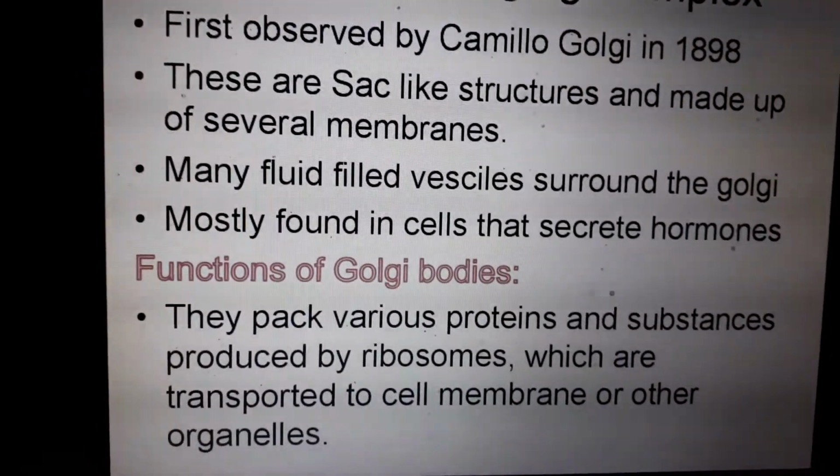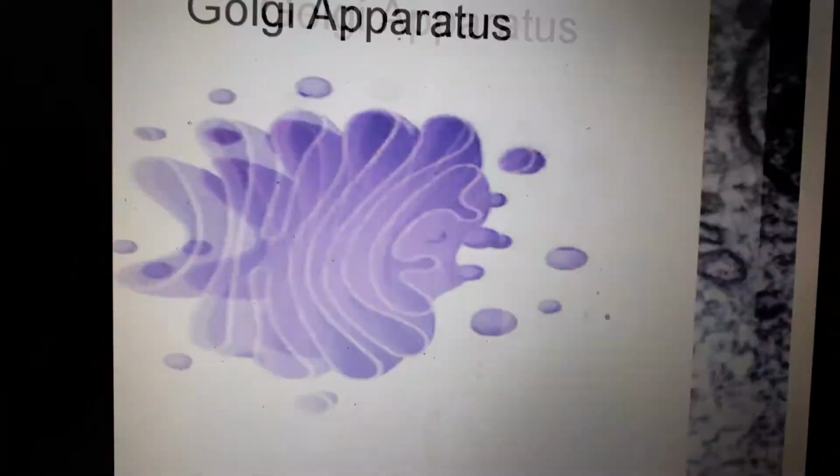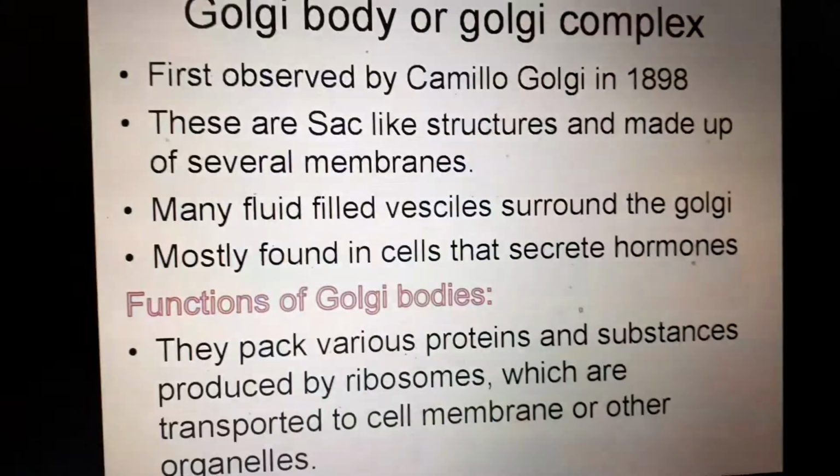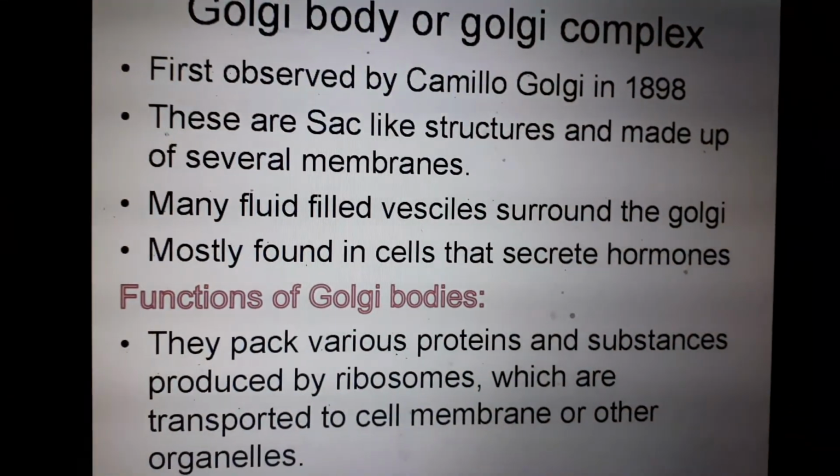And Golgi bodies are found in cells that secrete hormones. For example, you can find them in pancreatic cells, you can find them in thyroid glands, you can find them in salivary glands. Okay. So they are found in cells that secrete hormones.